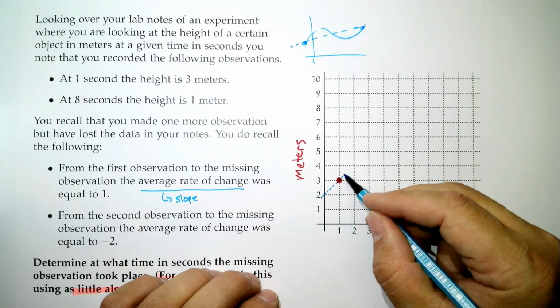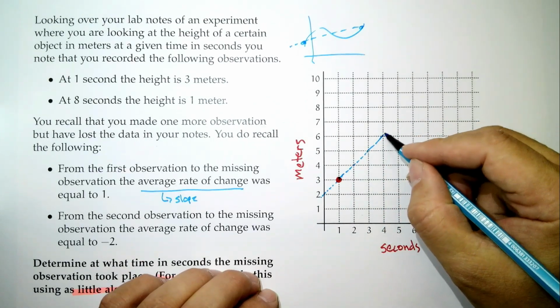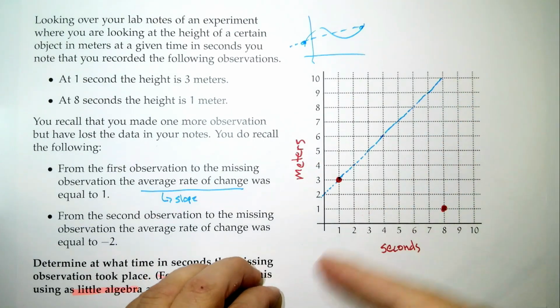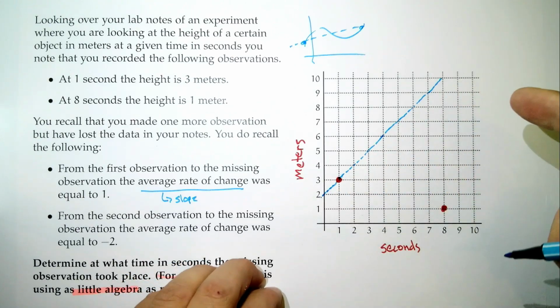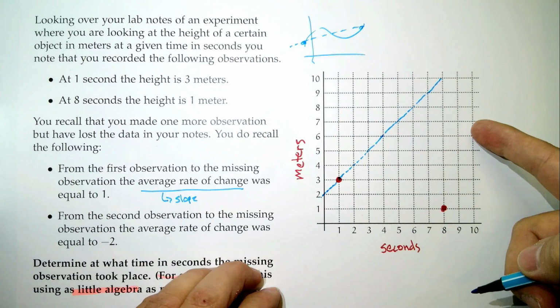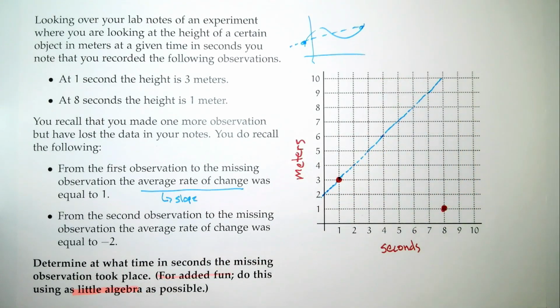So that means if I come along here and I draw in a line through here, slope 1, the missing observation can happen anywhere, but it has to fall on the line. If it's not on this line, for example, if it's down here, slope is too small. Over here, slope would be too large. So wherever the missing observation had to occur, it had to occur on that line, slope of 1. Now that's just, of course, the first thing.